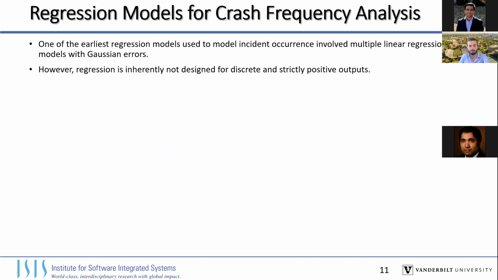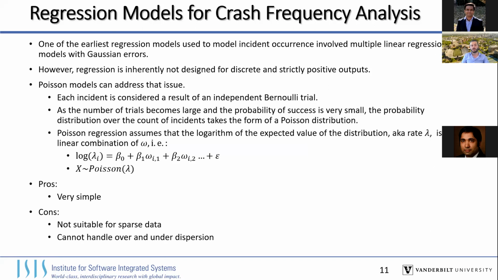And the models, so over time, models have changed a lot, but linear regression is one of the earliest models used for incident prediction. However, regression is inherently not designed for discrete and strictly positive outputs. So for example, if you want to predict the frequency of accidents, it cannot be -1, and it should always be a positive value and usually an integer. To address this problem, Poisson models were used. Poisson models in particular are designed for predicting that type of behavior, like integer and positive values.